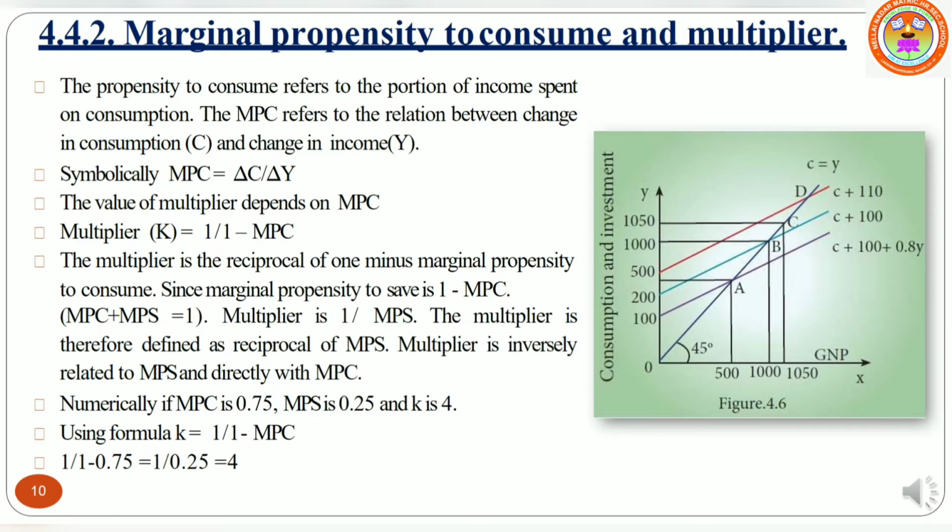Numerically, we can say that MPC is 0.75 and MPS is 0.25. If we add 0.75 plus 0.25, how much are we getting? 1. So using the formula K equals 1 by 1 minus MPC, 1 by 1 minus 0.75 equals 1 by 0.25, we are getting 4. Answer 4. So the multiplier K is 4.